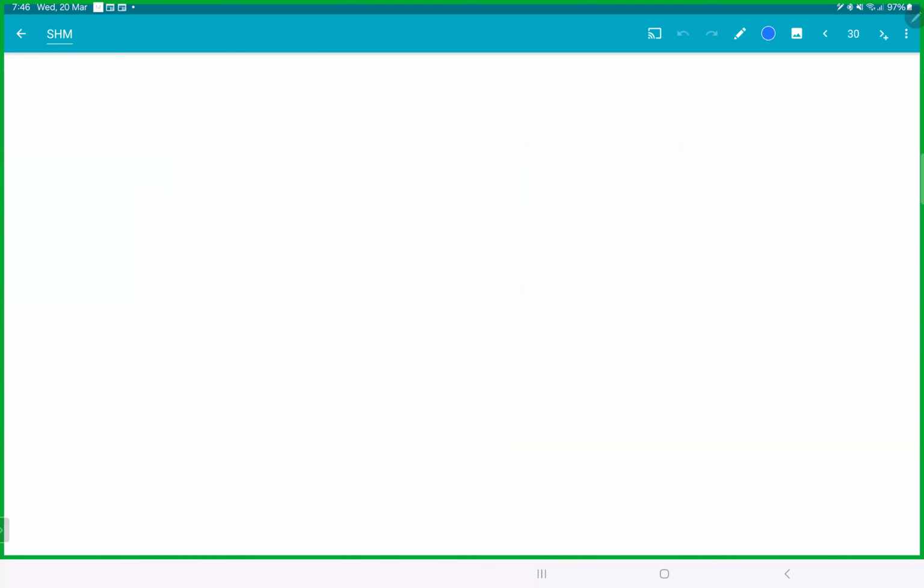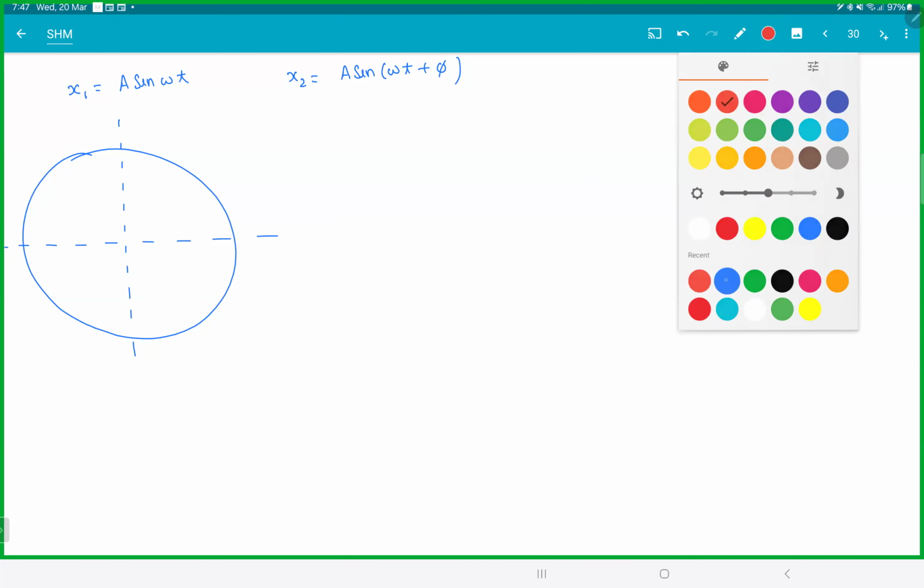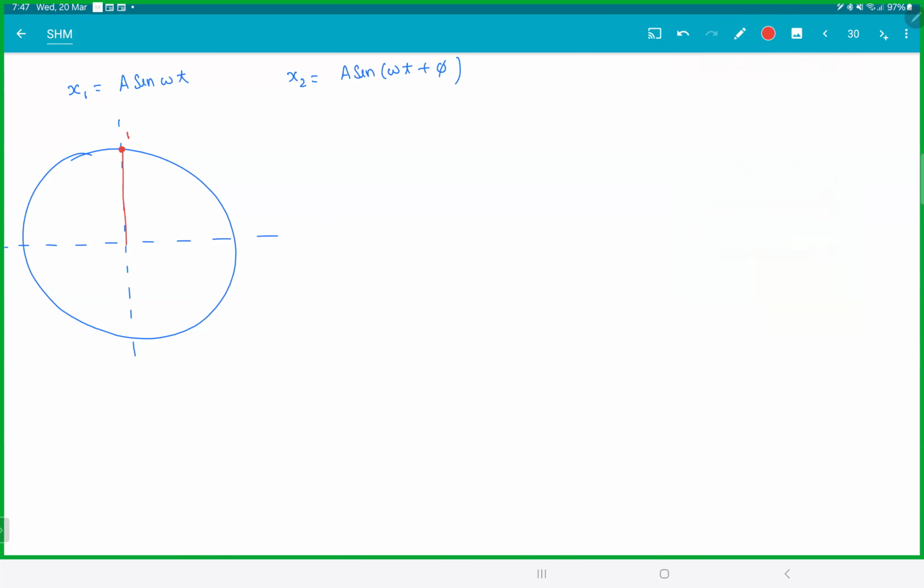Listen, let's try to understand what it means by maximum distance. Let's say x1 is a sine omega t. And let's say x2 is a sine omega t plus phi. That means when these two particles start their motion, the one guy is starting from here. The second guy is starting somewhere here with an angle phi. At this point, if I ask you to find the distance between them, what will be the distance between them? So 1 ka shadow is this, 2 ka shadow is this. This is the distance.